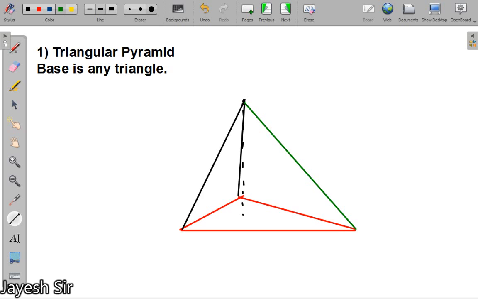Base is a triangle, and as you can see, number of faces here is 1 plus number of sides of base, that is 4. Number of vertices here is 1 plus number of sides of base, that is again 4. And number of edges here are 2 into number of sides of base, that is 6. Okay.